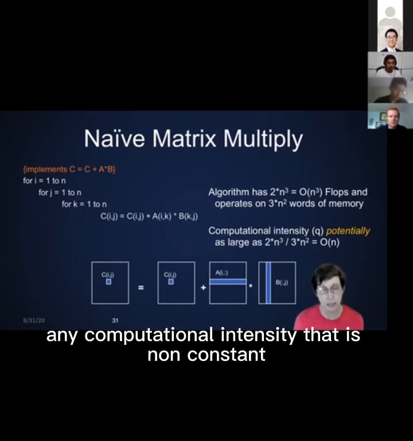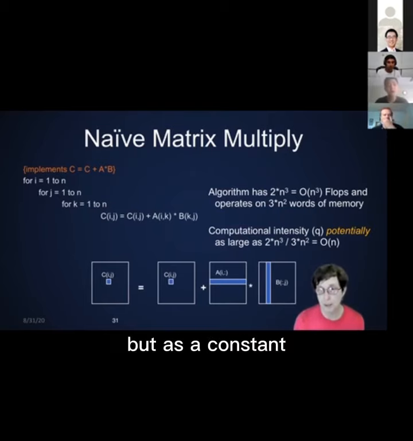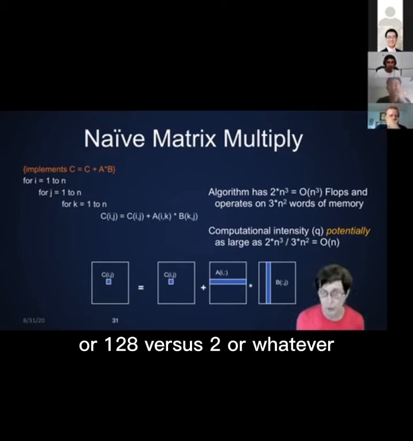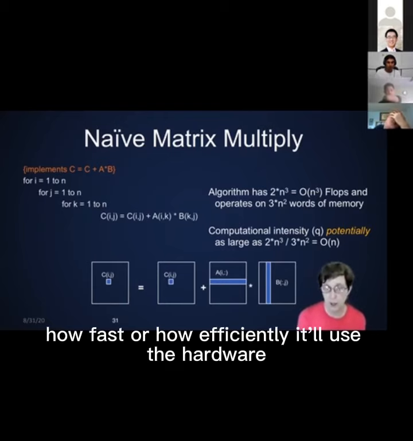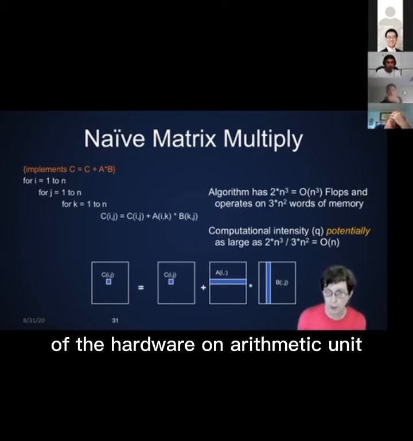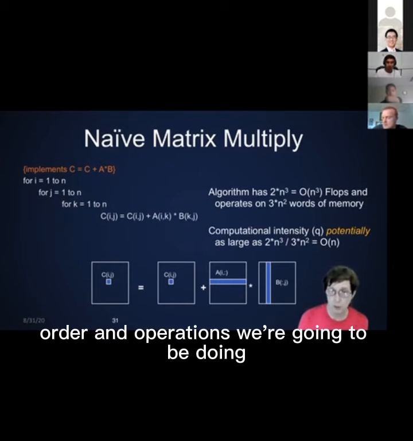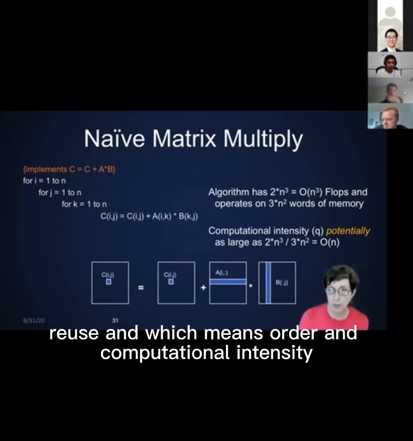So any computational intensity that is non-constant. A lot of times we'll write these computational intensities not as a big O thing, but as a constant, because we really care if the computational intensity is 16 versus 1, or 128 versus 2, or whatever. That'll make a big difference in how fast or how efficiently it'll use the hardware, what percentage of peak it's going to get out of the hardware arithmetic units. But in this case, because it's actually order n operations we're going to be doing, if we can figure out how to organize this the right way, we could potentially get something like order n reuse, which means order n computational intensity.